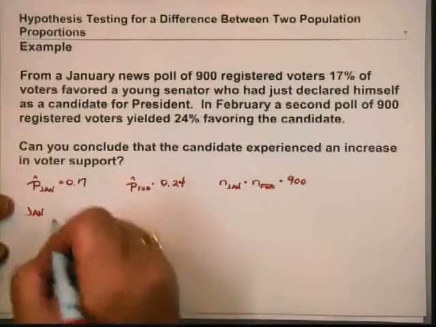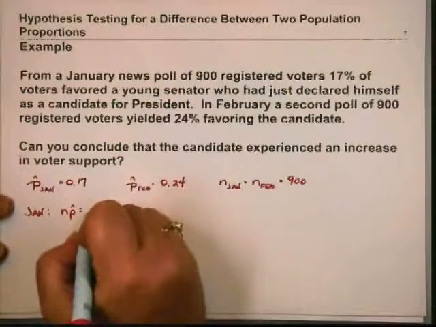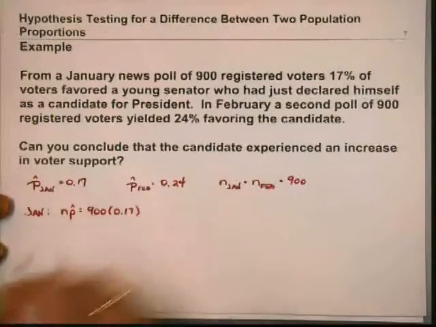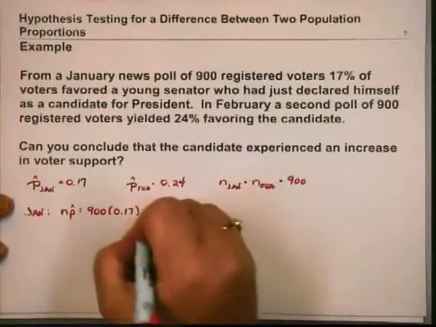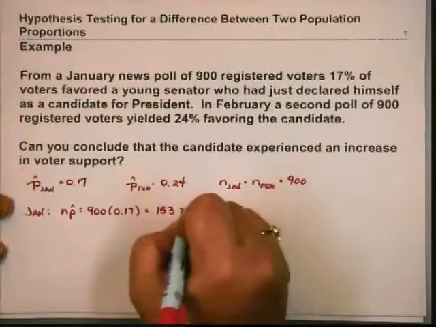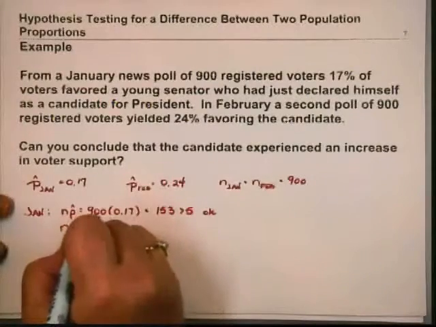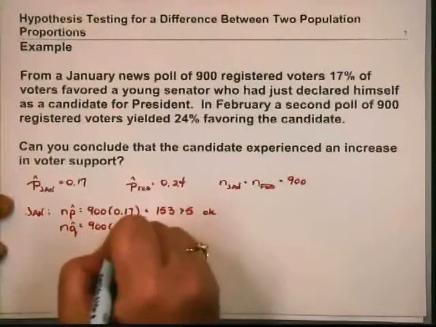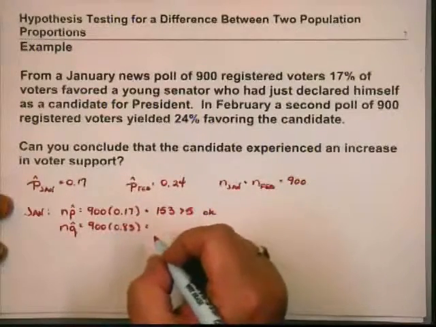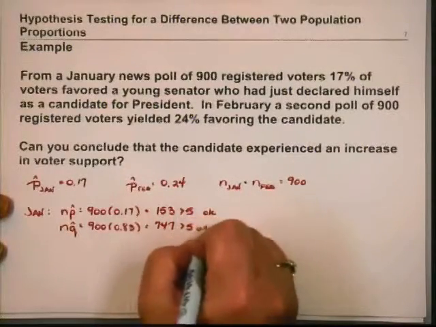All right, so here we have January. Our information for NP hat is what? NP hat we have 900 times our value for P hat of 0.17. We've got to check whether that exceeds 5. And so here that's equal to 153, which is greater than 5. So that's okay. We have NQ hat for January would be 900 times 0.83. And that would be 747, which is greater than 5, and that's okay.